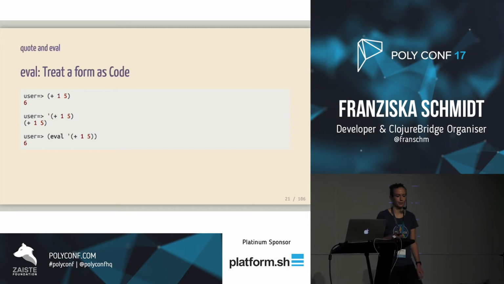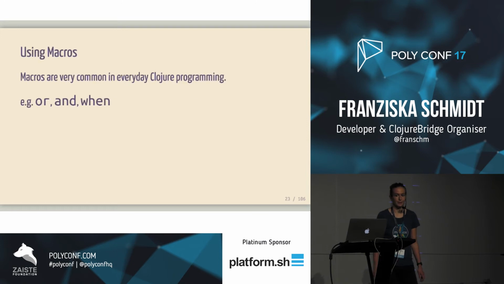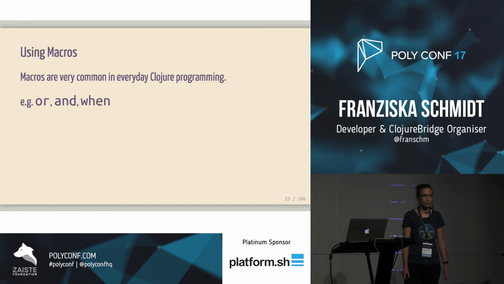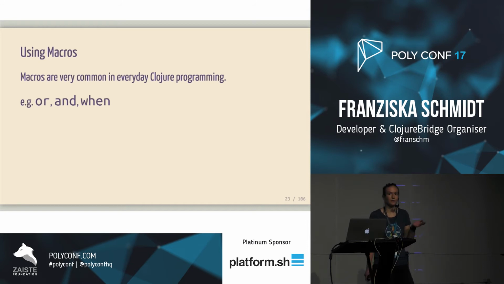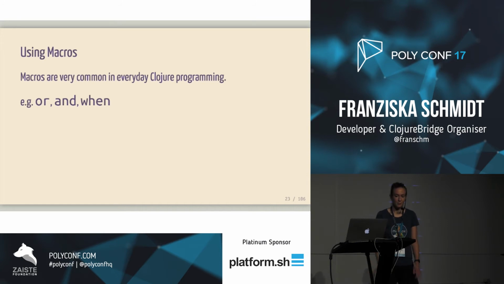And there'll be more concrete examples of this. So macros, I want to talk about quickly. Macros are a way to extend a language by creating new constructs the compiler understands. So they're actually really common in Clojure programming. Even if you've never written your own macro, you've probably used one. Examples of this are or, and, when, some of which I think in other languages wouldn't be a macro, they would just be in the main language.